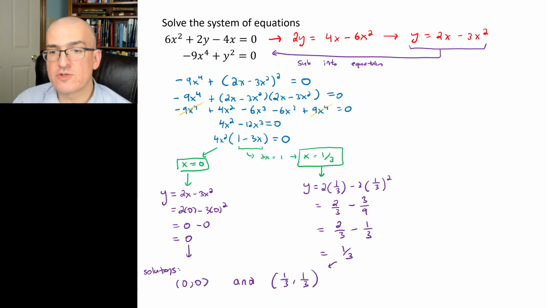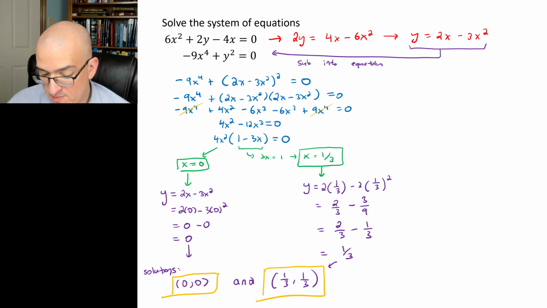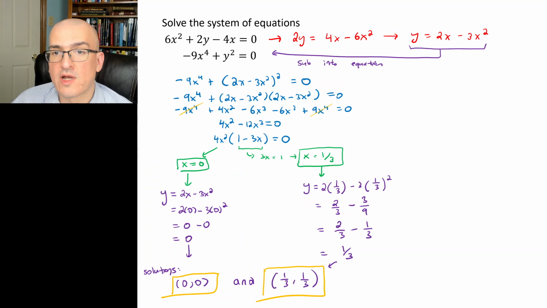Now what we should do when solving a system of equations, if you have time, is make sure that they work. Plug each set into both equations and make sure the left side is equal to the right side. It's easy to check the first one, 0, 0. All the terms there involve x or y. There are no constant pieces. When you plug 0, 0 in, you get 0 is equal to 0 for both equations.